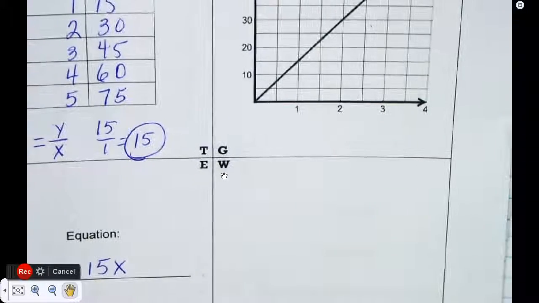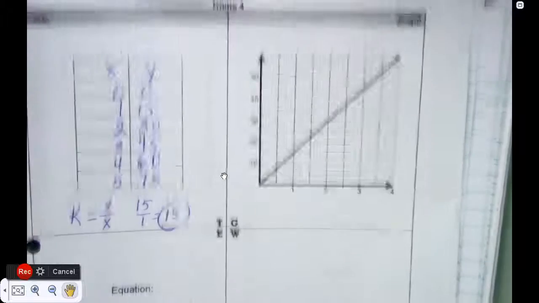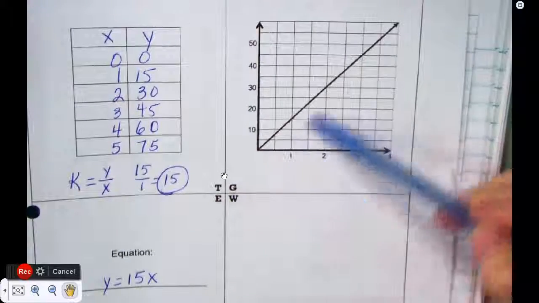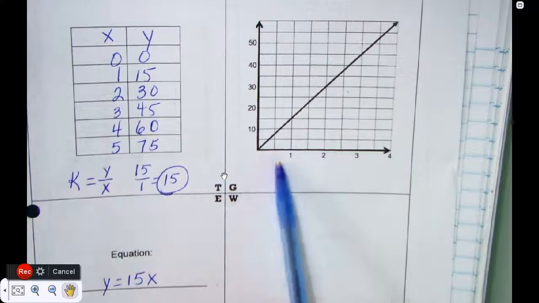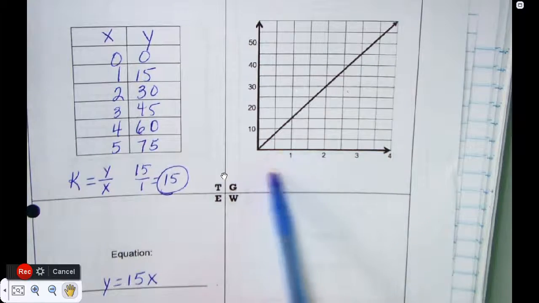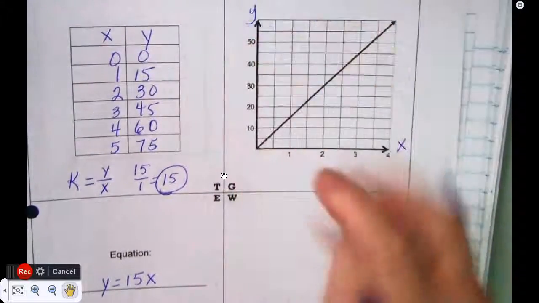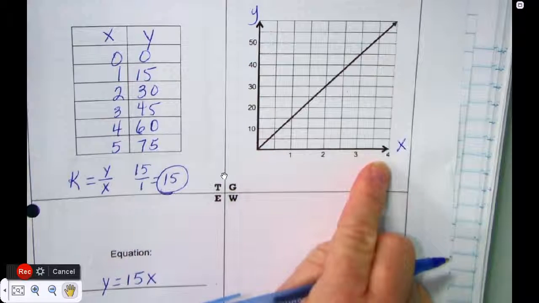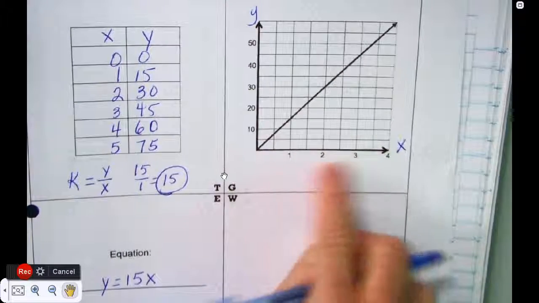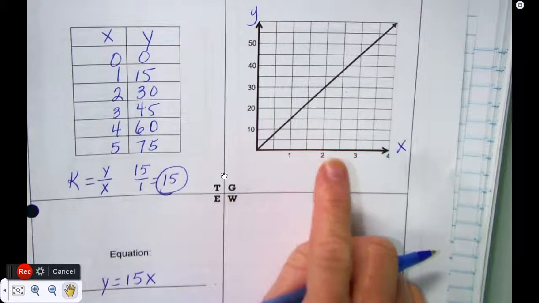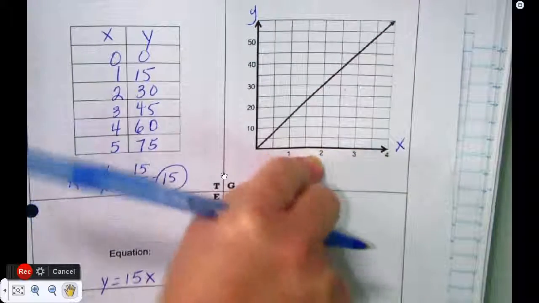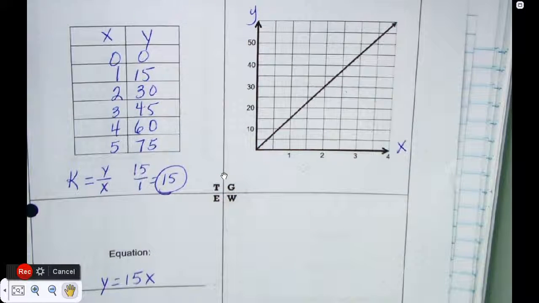Okay, now we need to find the situation that will go with this graph. Now, this is a continuous graph. It's continuous. So we have to pick something to put down here for the x, that you can divide up. So it can't be children. It can't be animals. We could do miles. But if we did miles and leagues, remember there's 3 leagues in a mile, so it's got to be something that's 15.